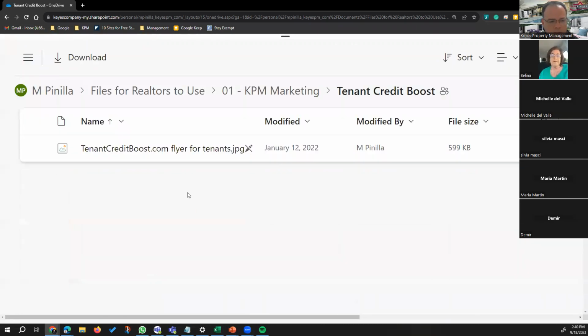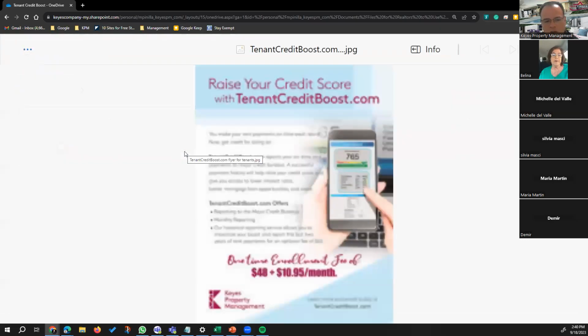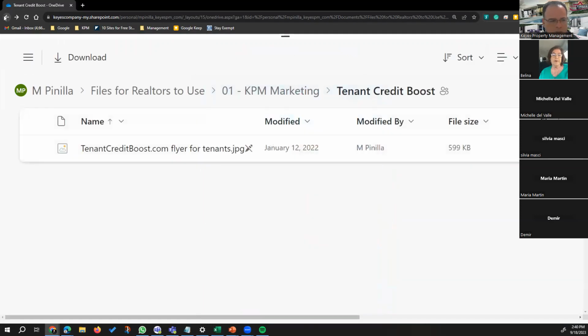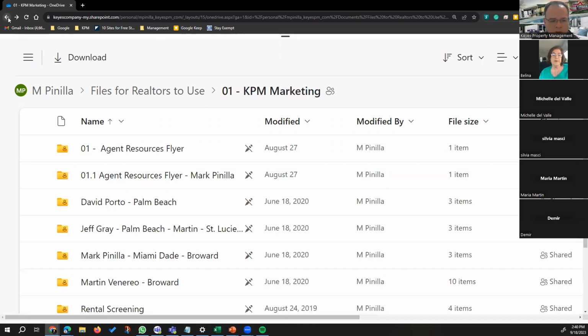Tenant credit boost. People are always wanting to share this flyer. You can send this flyer off to your tenants so they can improve their credit and become buyers, which will make them happy. They'll report their rental payments and they can go back up to 2 years. So all these pieces are nice little pieces for you to either send off a touch point with your clients to make sure that they know that you're trying to give them resources to be able to become homeowners.